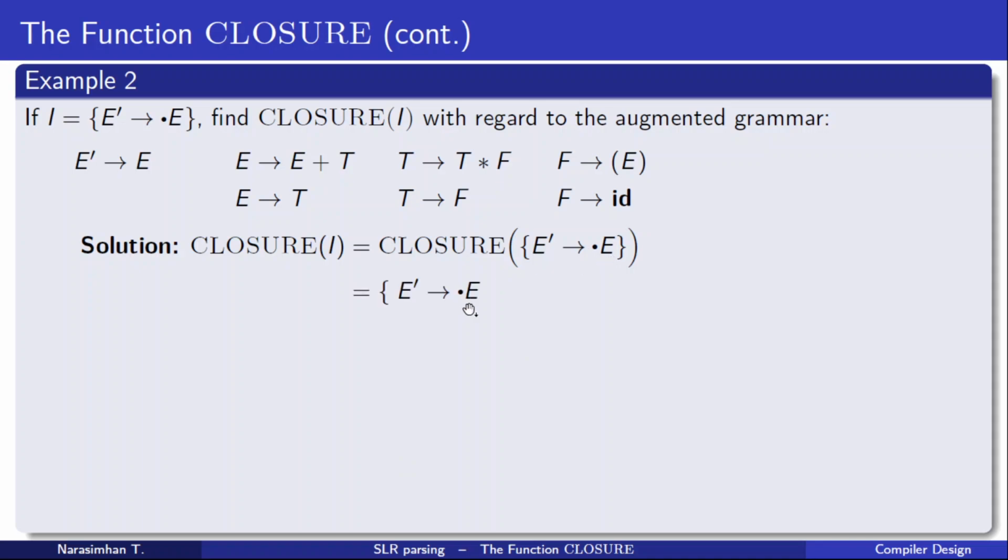Now you have dot to the left of E, so you add all the E productions. You have dot to the left of T, add all the T productions. You have dot to the left of F, add all the F productions. So this will be closure of I.